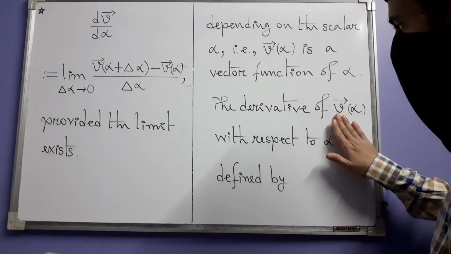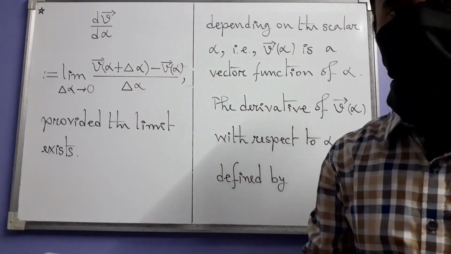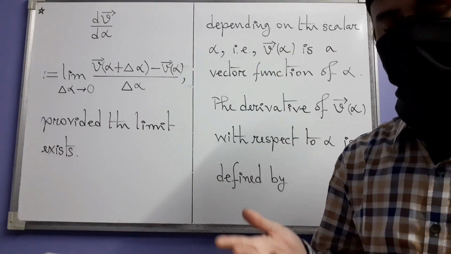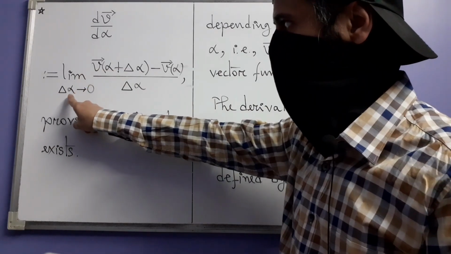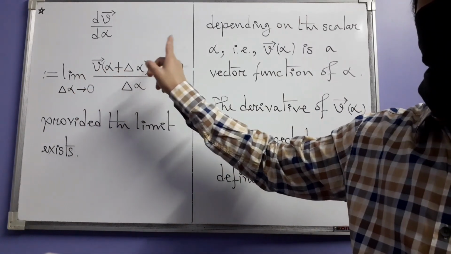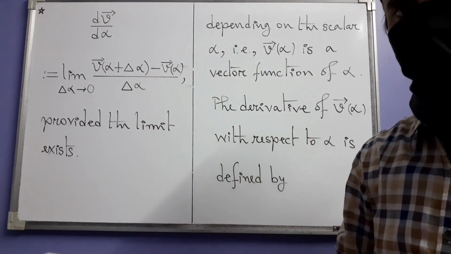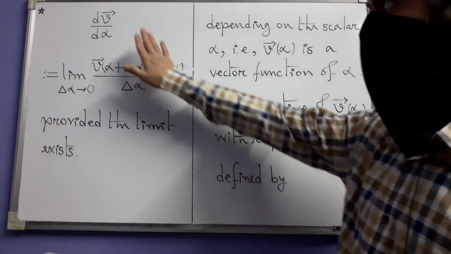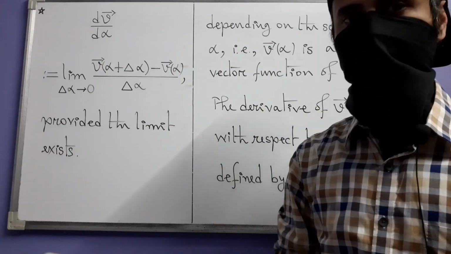And the derivative of the function with respect to that alpha is defined by this limit in the usual way, just like how we define derivatives of ordinary scalar valued functions. Limit as delta alpha tends to 0 of v of alpha plus delta alpha minus v of alpha divided by delta alpha, provided of course that the limit exists. If it exists, then we say that this is the derivative of this function with respect to alpha.